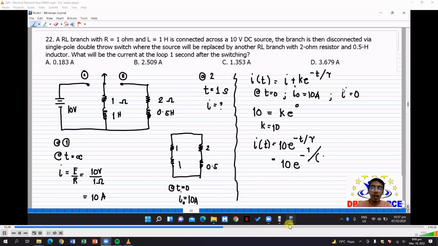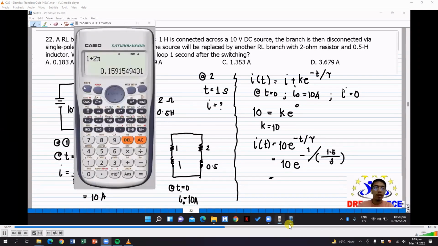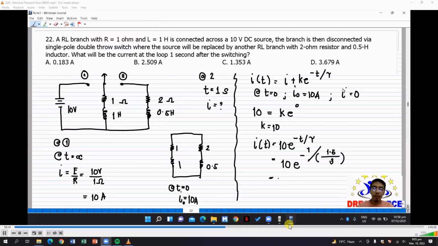What is our tau? That is L over R, but that is the total. So L total, when the inductors are in series, we add them. So we have 1.05 or 1.5 over R, the total resistance, that is 1 plus 2, so we have 3. So what is our current? 10 times e raised to negative 1 over 0.5. So 1.353 amperes. And that is letter C.